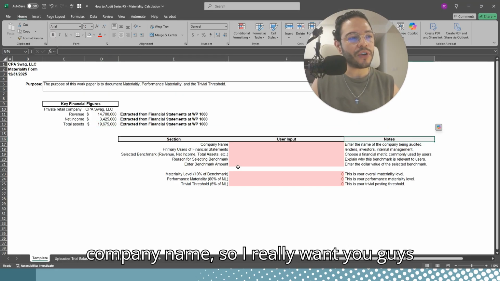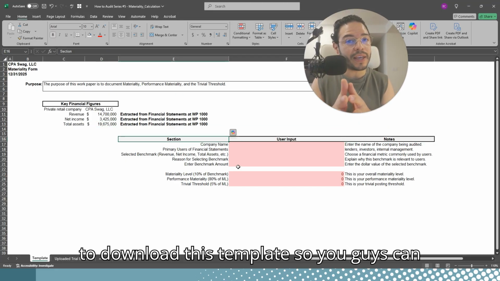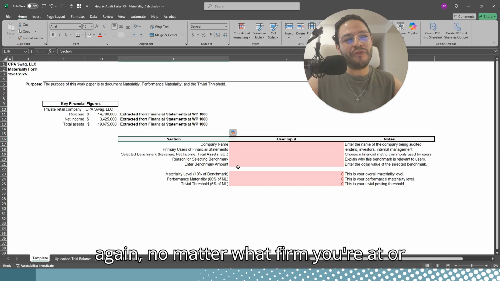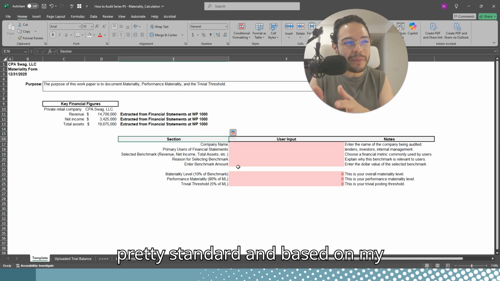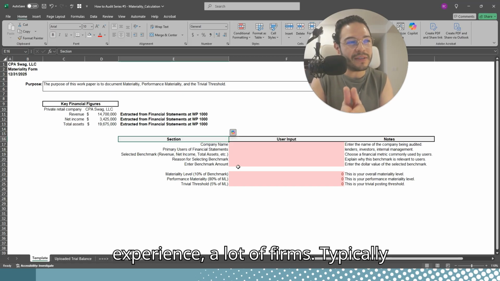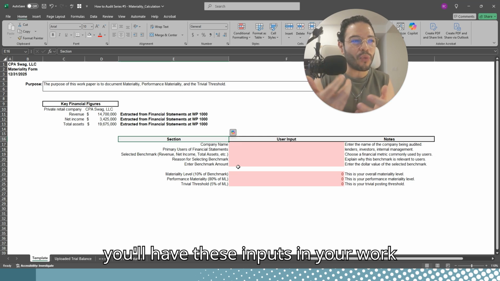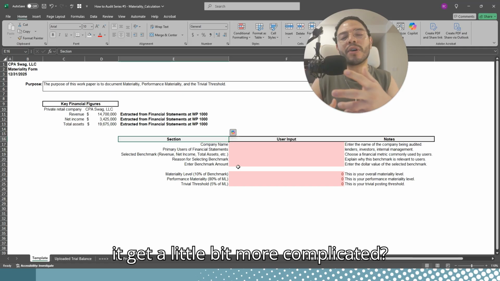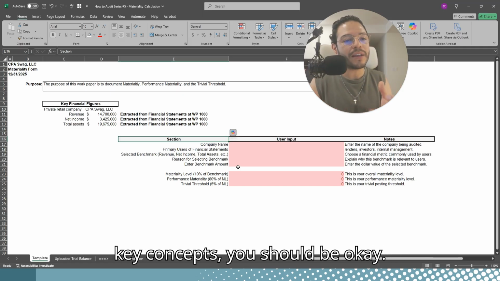So company name. I really want you guys to download this template so you can see and figure out. And again, no matter what firm you're at or where you're going to be working, this is pretty standard. Based on my experience, a lot of firms typically have these inputs in your work paper on how you're going to substantiate how you're calculating materiality. Does it get a little bit more complicated? Sure, but as long as you understand these key concepts, you should be okay.